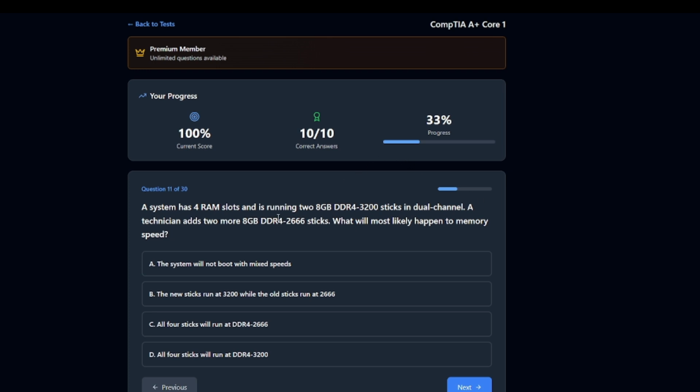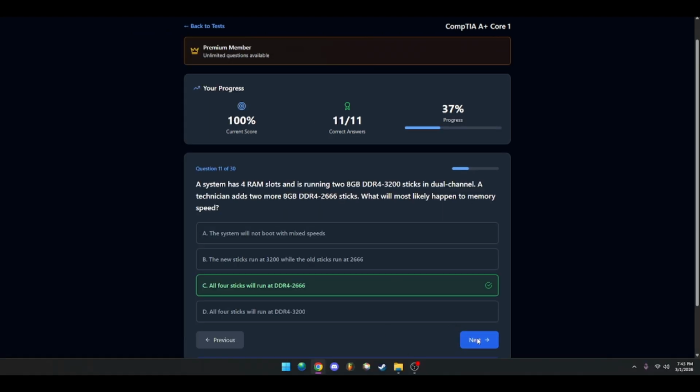And the answer would be all 4 sticks will run at DDR4 2666. When there are slower sticks added to a system that also has faster RAM sticks, what the computer does is it will throttle these sticks to match the speed of the slower stick to make sure that everything is optimized, because obviously these sticks cannot run at the same speed, so it has to be done in order for the computer to work properly. Let's move on.